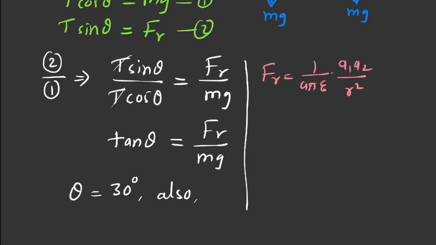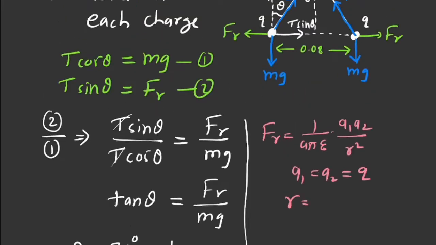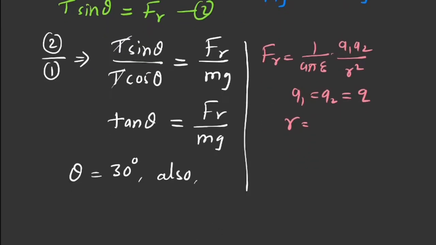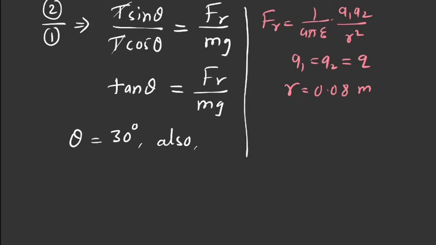q1 and q2 are both the same here, identical charges, so q1 and q2 are q. And what is r? What is the distance between the two charges? These two charges are separated by this much distance, isn't it? Now here, what is r? R is 0.08 meter. Now put the value. Now you can easily calculate this one.